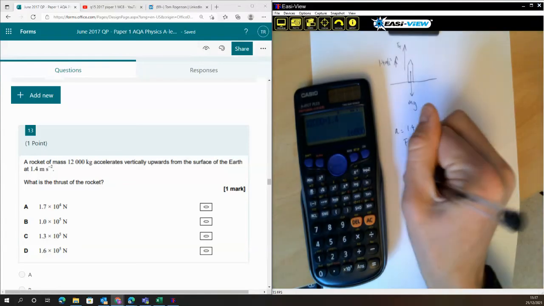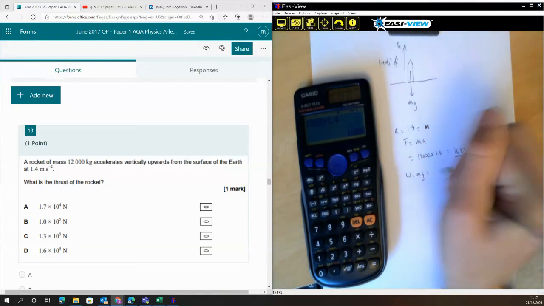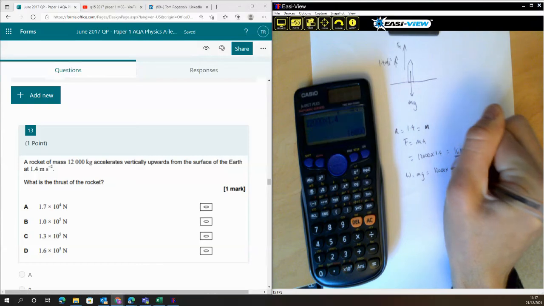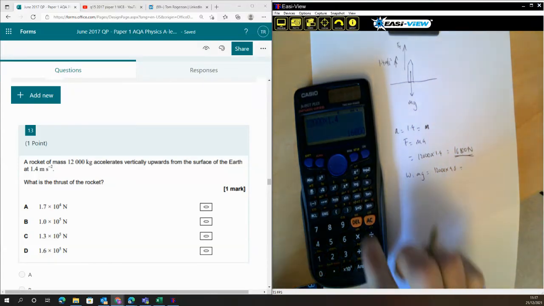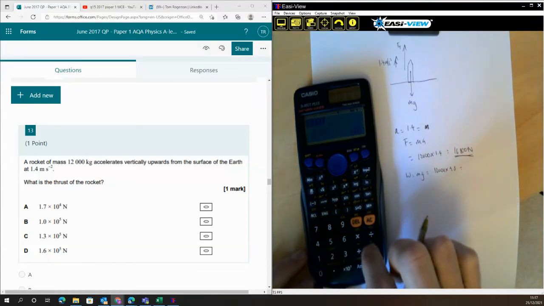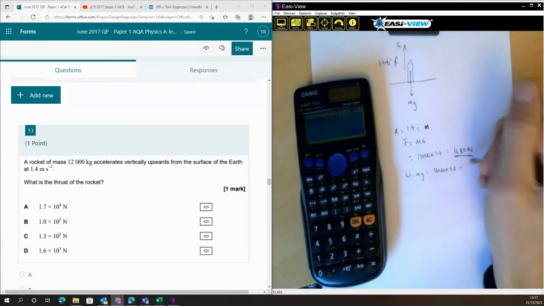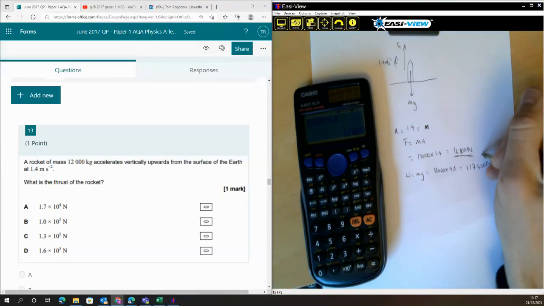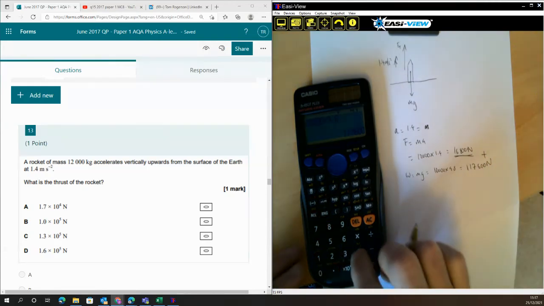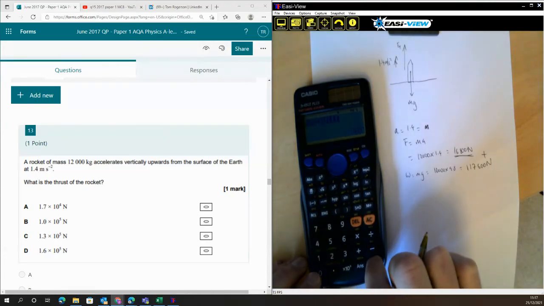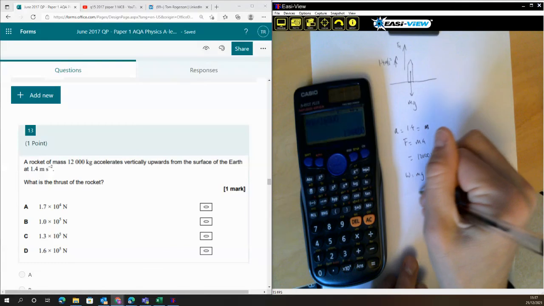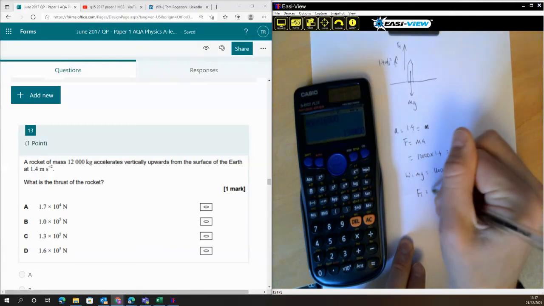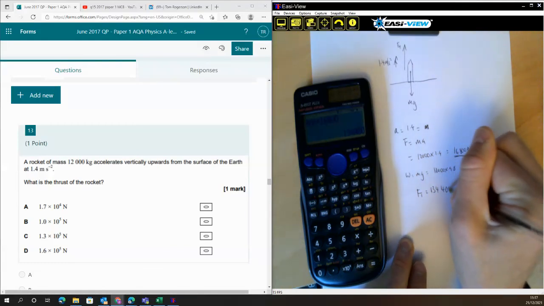So the weight is mg, and that's 12,000 times 9.8. So 12,000 times 9.8 gives me 117,600 newtons. Add those two together and that gives me the thrust force. And the thrust force is 134,400 newtons.